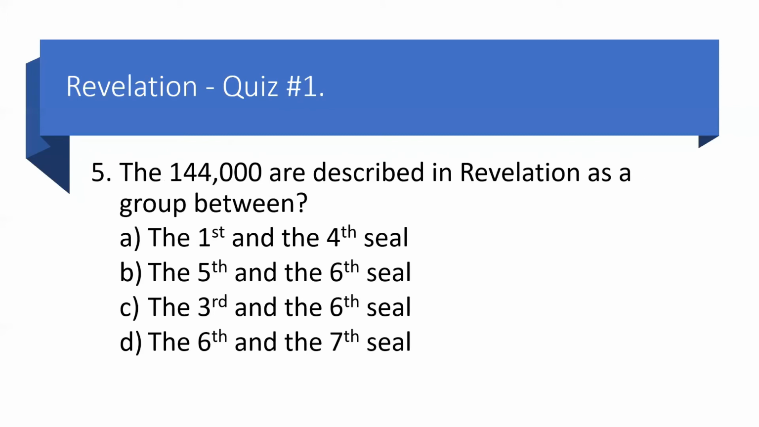Question 5. The 144,000 are described in Revelation as a group. They are described, not that they happen, but they are described as a group between what? The first and the 4th seal, is that when the description came? Between the 5th and the 6th seal? Between the 3rd and the 6th seal? Or between the 4th and the 7th seal? So you need to think about that. We'll come back to that in a bit.